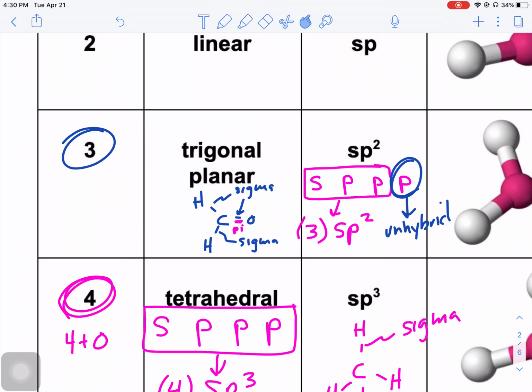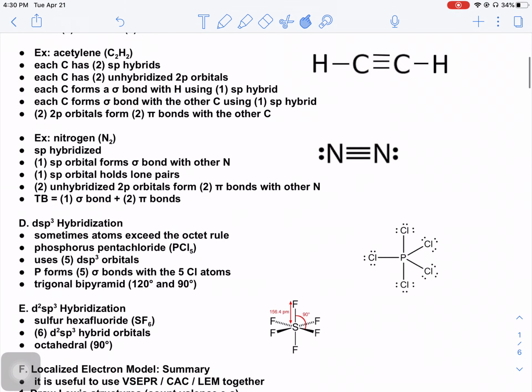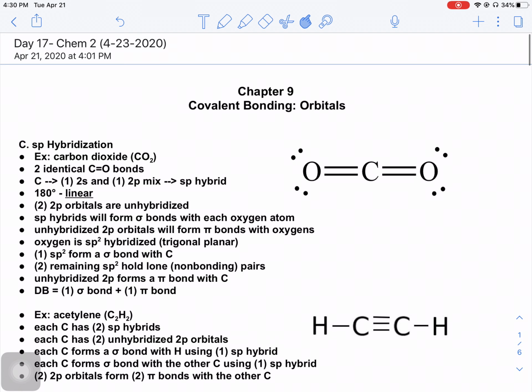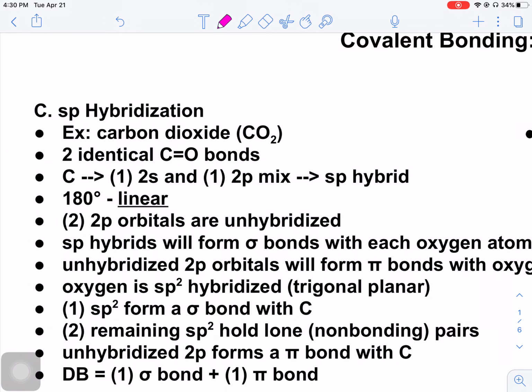So I don't think I talked about unhybridized orbitals the other day. I thought that I'd bring that up now. So let's move on to the next few types of hybridization. Okay, the first of which is going to be sp hybridization. Okay, so what's happening? We can use carbon as our example.